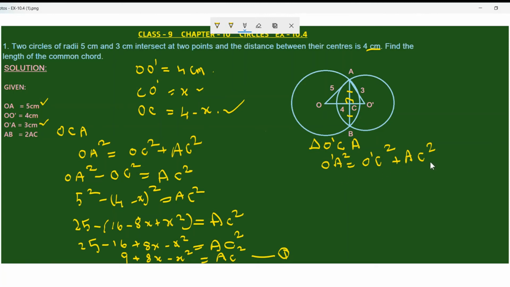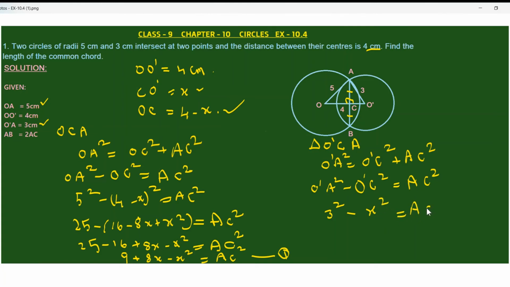We are going to find out AC square. So keep AC square that side. Bring this O prime C square to this side. So O prime A square minus O prime C square is equivalent to AC square. O prime A is 3 square minus O prime C is x, so x square, which is equivalent to AC square. If you expand this, you will get 9 minus x square is equivalent to AC square. This is our second equation.